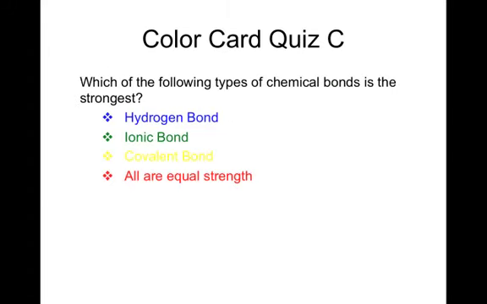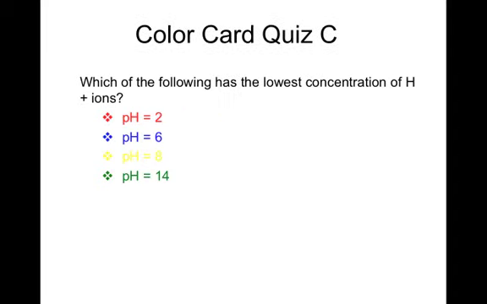Which of the following types of chemical bonds is the strongest? Blue is hydrogen, green, ionic, yellow, covalent, or red, all of them are equal strength. Which of the following has the lowest concentration of hydrogen ions? A pH of 2, a pH of 6, a pH of 8, or a pH of 14? Write down the color.